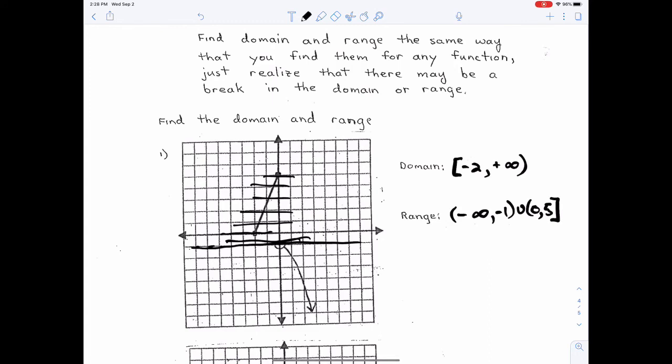Okay, and I'm sorry, this one should have had a bracket on it. 0 should have had a bracket. Okay, because notice at a y value of -1, you have an open circle, so it's not included, but at a y value of 0 and a y value of 5, you actually have a point. You know, there's actually something drawn there, so you need to include those.